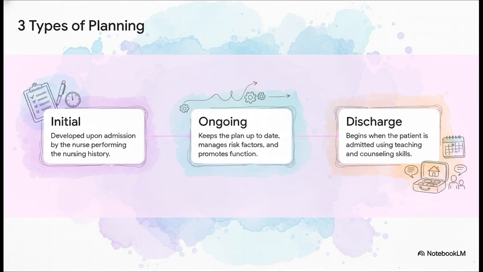First is initial planning, which happens right when the patient is admitted. Then there's ongoing planning, which is what we do every single shift to keep the plan current. And this is the one people forget. Discharge planning. It doesn't start the day they leave, it starts the second they arrive.